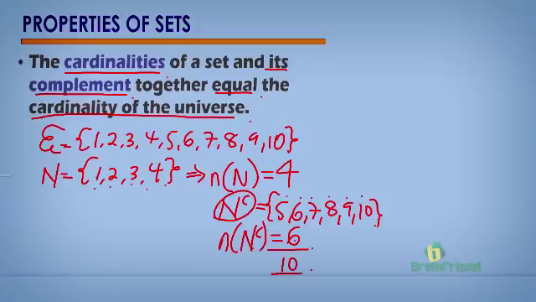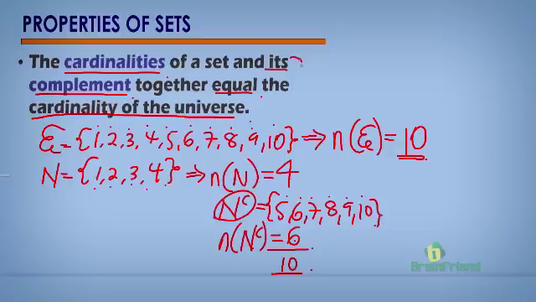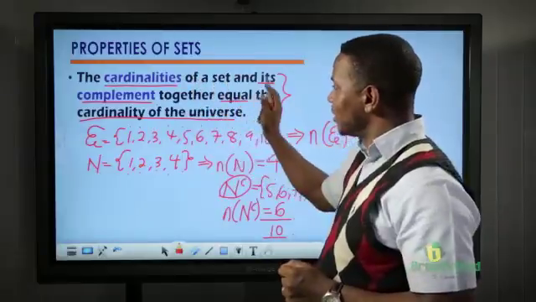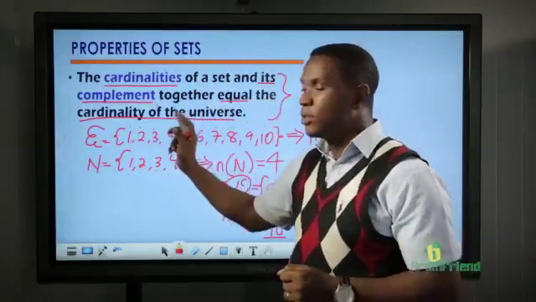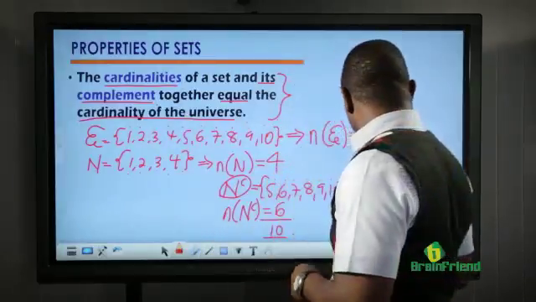The cardinality of our universe, on the other hand, is a count of the unique elements within our universe. Let's quickly do a count. We have 1, 2, 3, 4, 5, 6, 7, 8, 9, 10. So we have 10 again. So again, our statement here is very much correct, that the cardinalities of a set and its complement together equal the cardinality of the universe.